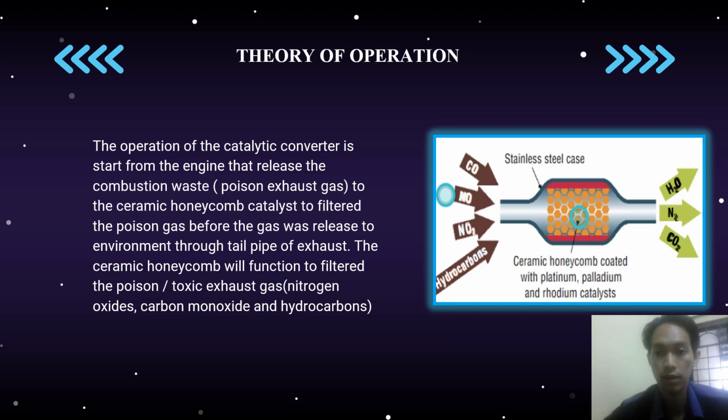Okay, as you can see here from the diagram, this is how the catalytic converter works. The operation of the catalytic converter starts from the engine that releases the combustion waste to the ceramic honeycomb catalyst to filter the poison gas before the gas is released to the environment through the tailpipe of the exhaust. The ceramic honeycomb functions to filter the poison or toxic exhaust gas such as nitrogen oxide, carbon monoxide, and hydrocarbon.